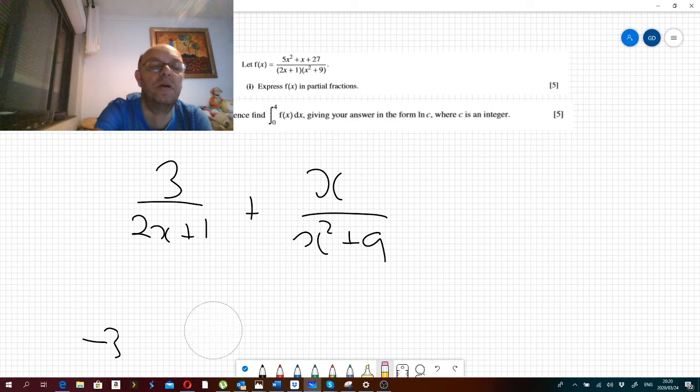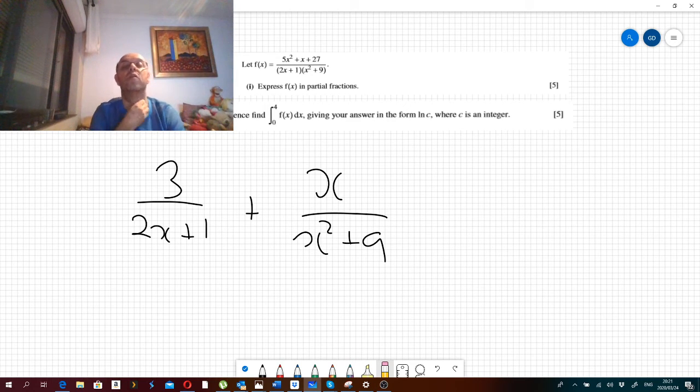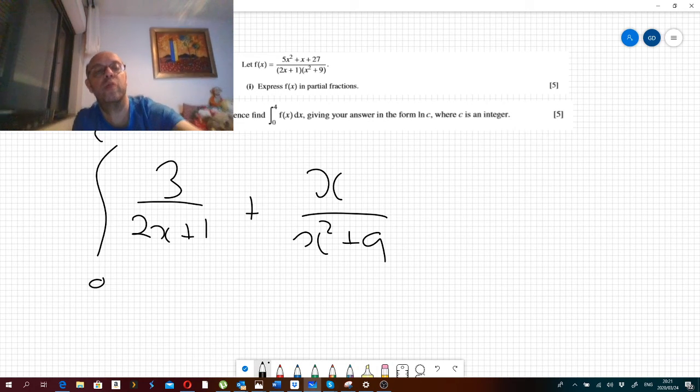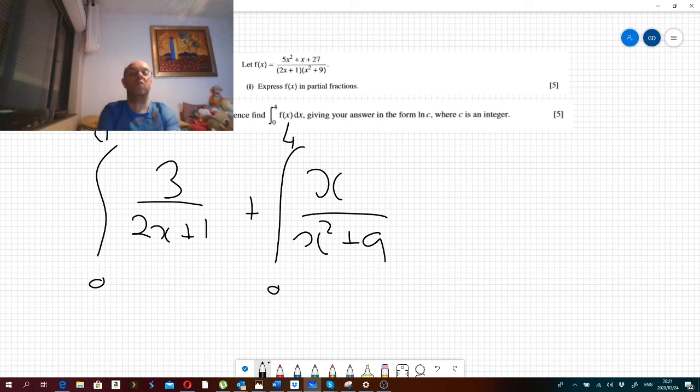Now the second part asks us to do an integration on this, from 0 to 4. Remember, if we can do that, then we can break it up into 2 integrations. So the first integration is simply, if we've got 1 over a linear factor in x, then that means we have 3 ln 2x plus 1.